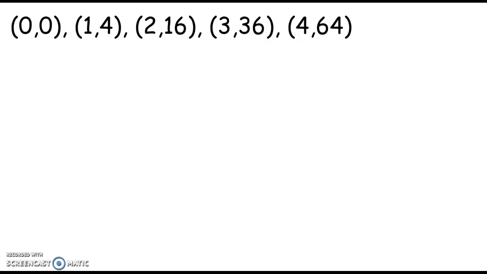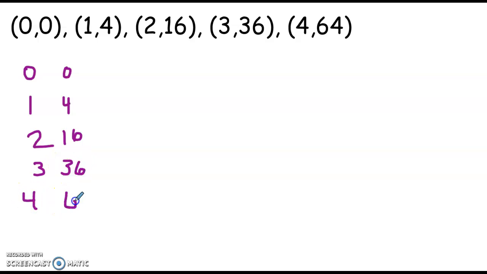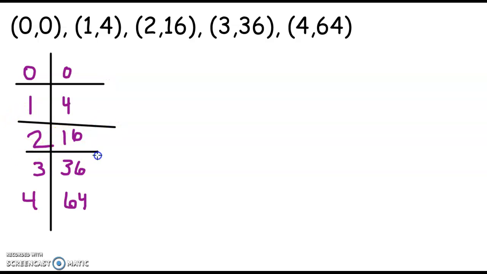So we have 0, 0, 1, 4, 2, 16, 3, 36, and 4, 64. So we know that we're going 0, 0, 1, 4, 2, 16, 3, 36, and 4, 64. So I went backwards this time and put in the numbers first. Oh, that was a nice little straight line there, wasn't it?